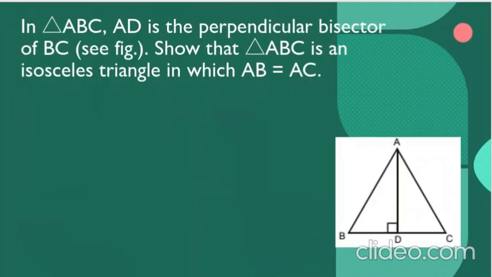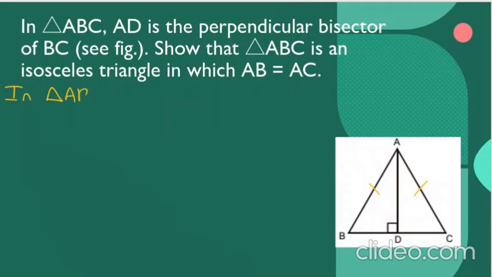Next question. Now in this question we have the figure given to us. We have that in triangle ABC, AD is a perpendicular bisector of BC. Figure is given, time is saved. Show that triangle ABC, this whole triangle, is an isosceles triangle where AB and AC are the equal sides. Now how do I prove it? Now let's take again how many triangles we have. We have two triangles. So we are going to use them and do the congruency.